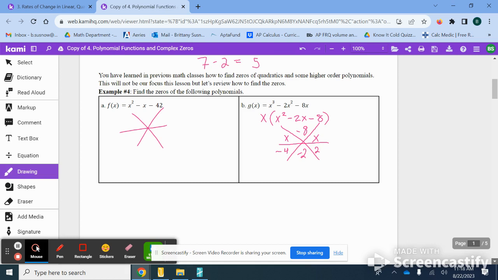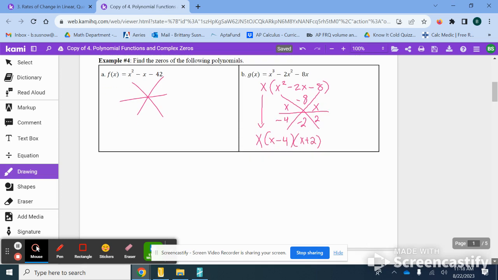No, you check for GCF first in this. Good question. So here's what we write. This x at the beginning doesn't disappear. x minus 4, x plus 2. Then we find our x-intercepts. There's one more. 0. That x in front is 0. Okay. These are my x-intercepts. You get that from equaling it all to 0.